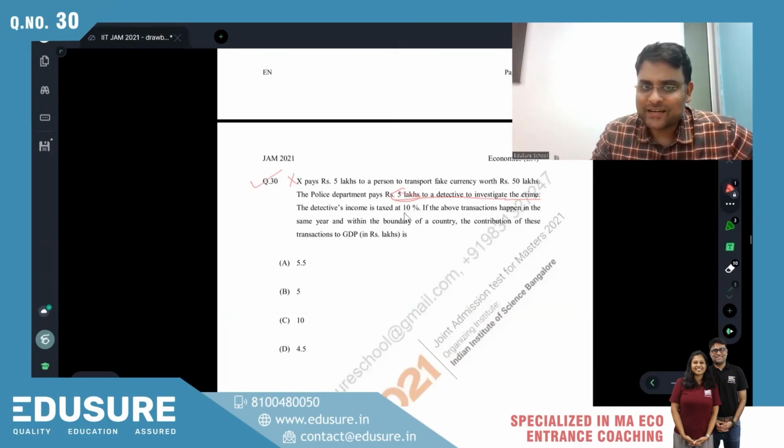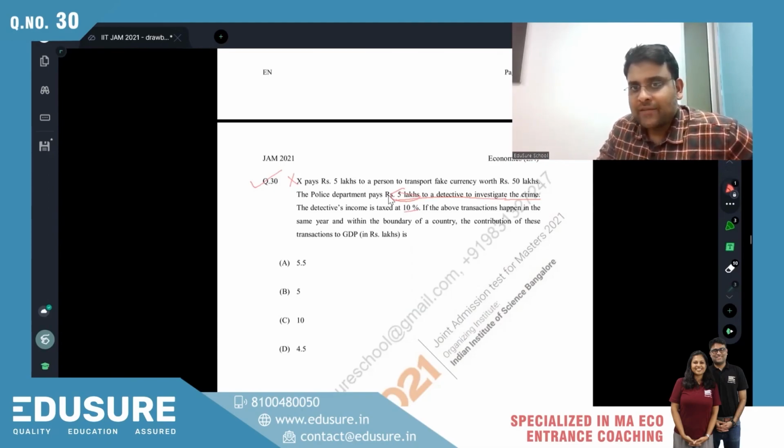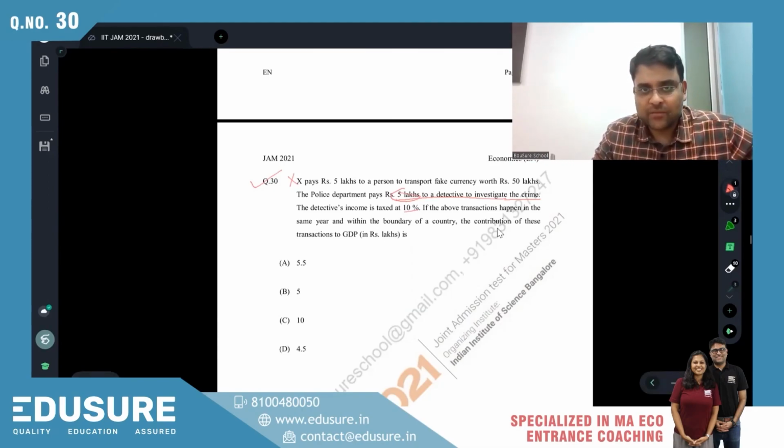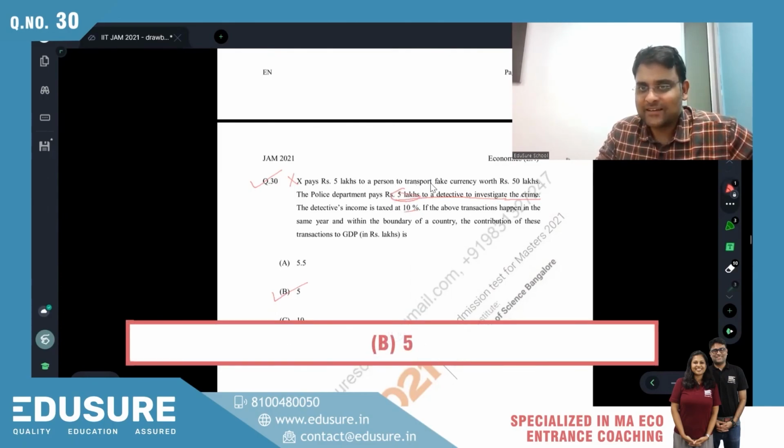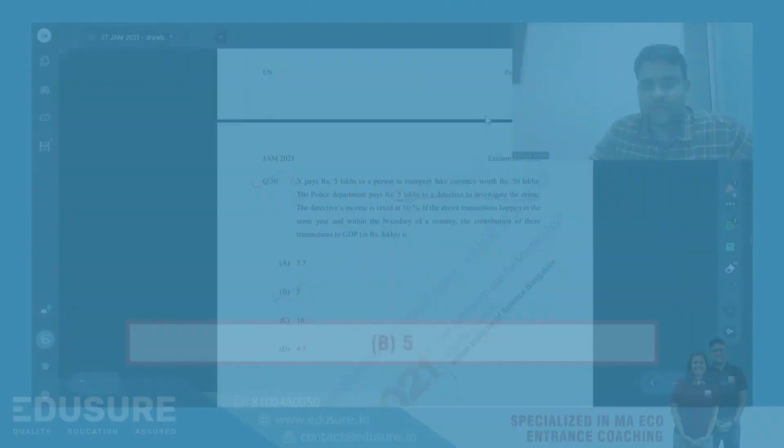Income tax is taxed at 10%. तो क्या हुआ? This is also a part of the country's income. It's only changing hands. So if the above transactions happen in the same year within the boundary of a country, the contribution of these transactions to GDP, 5 lakh. This 5 lakh is basically a service. ये तो service angle है. The service angle will basically contribute to the GDP. So answer is B, Bombay, 5.